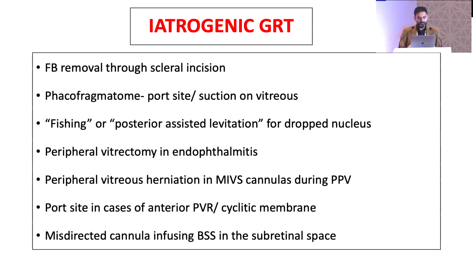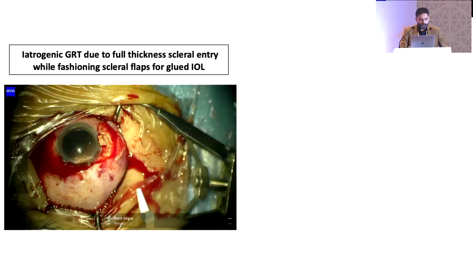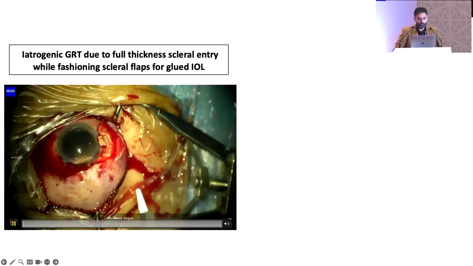You can have port-site tears in cases of anterior PVR or cyclitic membranes, where the pars plana anatomy is altered and entirely shrunk down. If you want to enter at 2, 2.5, 3 or 3.5 millimeters, there might not be any space, and you can go through the retina and cause a giant retinal tear or dialysis. You can also have misdirected cannulas, your infusion cannula actually infusing into the subretinal space. If you do not realize, it can keep ballooning up, and you could sometimes just land up with a giant retinal tear. I'd also like to show 2 small videos of what could happen.